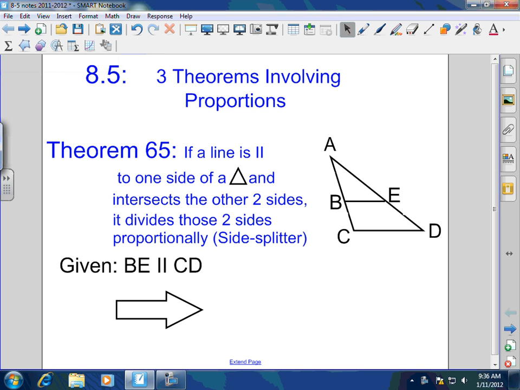Last section of chapter 8. Okay, we already went over this a little bit yesterday, so we're just going to review all of the theorems, and then we're going to do some examples. So the first one is the side splitter theorem, okay, theorem 65.